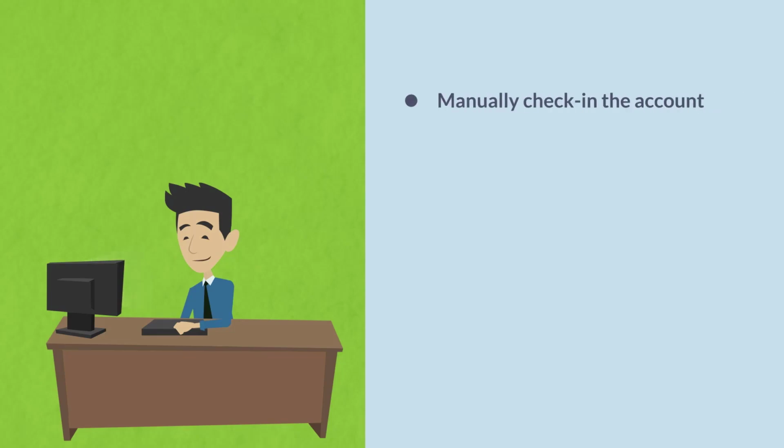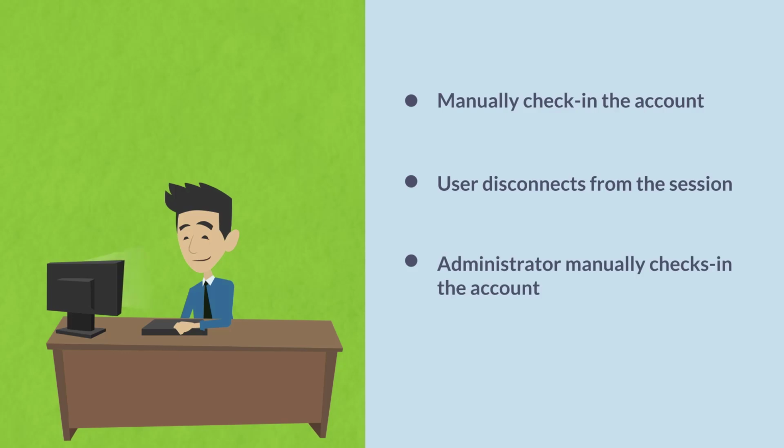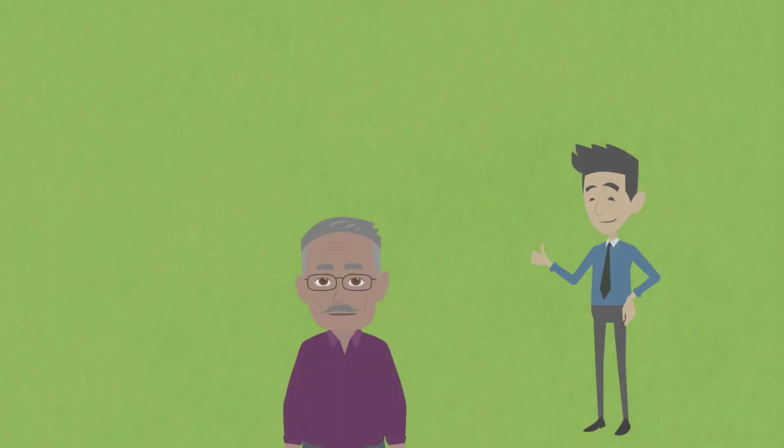John or the user manually checks in the password. If the user disconnects from their session, a system administrator manually checks the password back in, or the system automatically releases and rotates the password after a predefined period of time. Once again, John likes what he hears but would like to see how this works in the system.